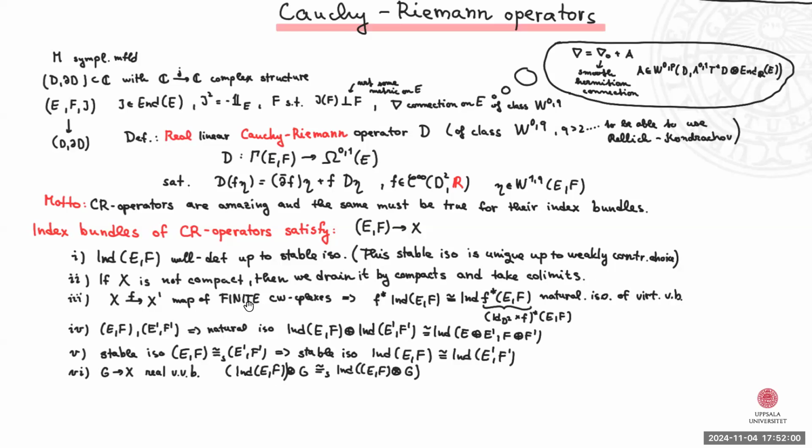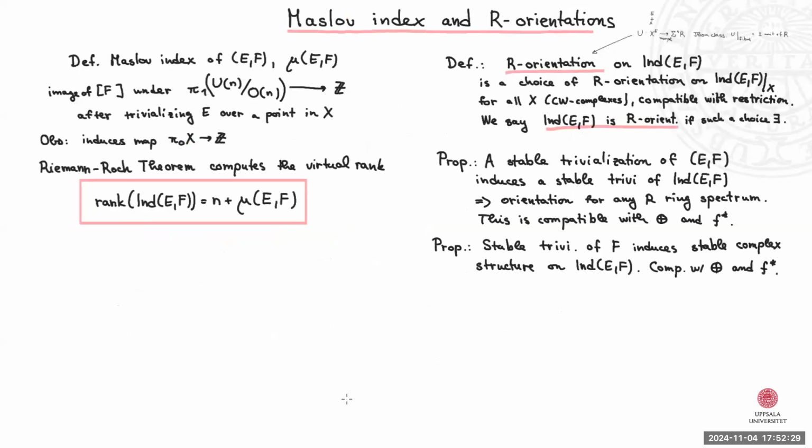It transforms well under pullbacks, it behaves well under direct sums. It reacts extremely well to stable isomorphisms and to tensoring with a real virtual vector bundle, where I write isomorphic with S if it's a stable isomorphism. Okay, so now I have the last 8 minutes to talk about stuff.